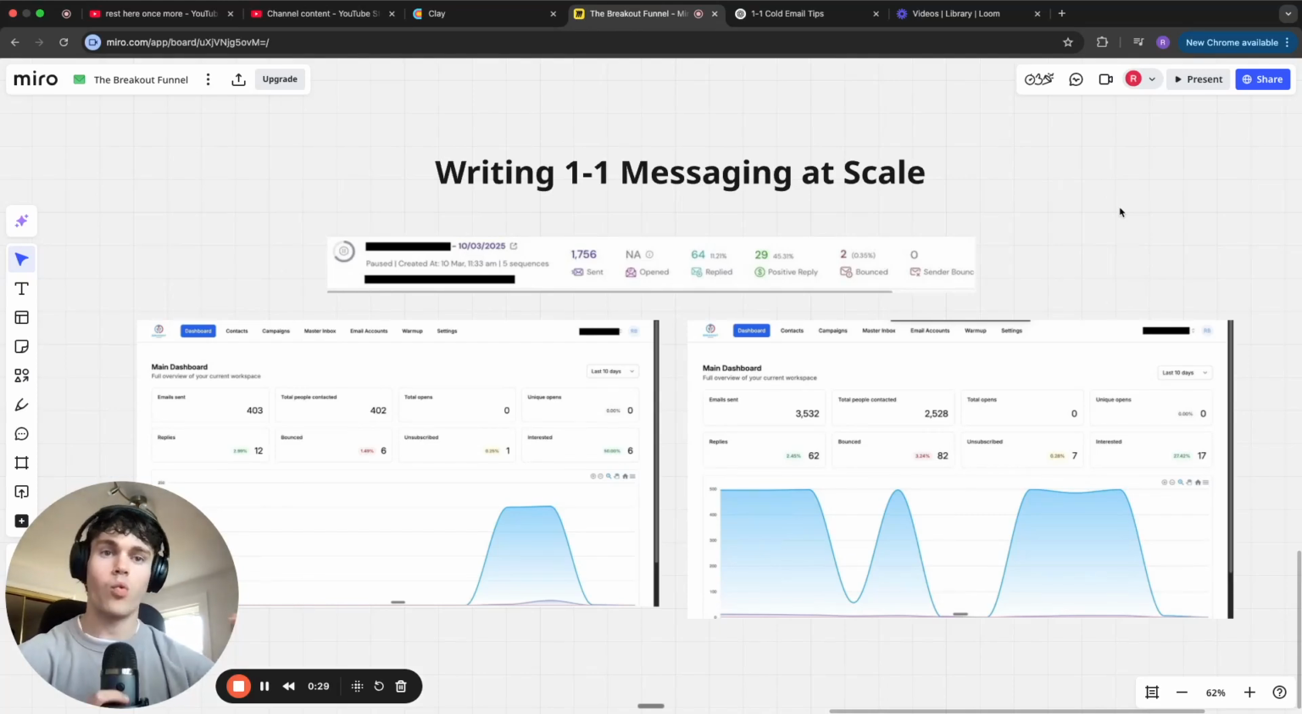When I say one-to-one messaging at scale, I actually don't mean using Clay or using a whole bunch of fancy AI personalization stuff. I think that does help, of course. But the main thing that really was a breakthrough for myself and my team when we were writing campaigns, and I have a few campaigns here for some clients of ours that I'll talk about in a sec, is the idea of writing a message directly to one person, right?